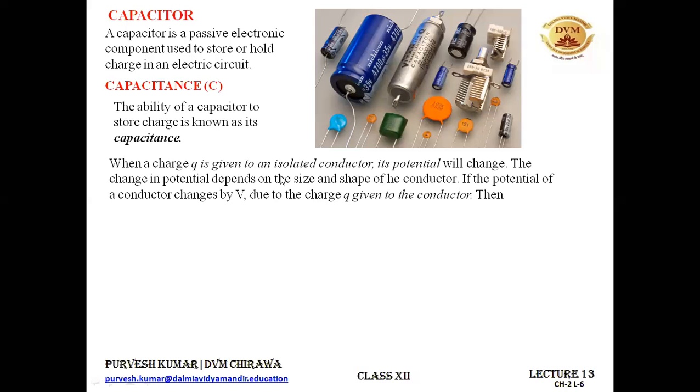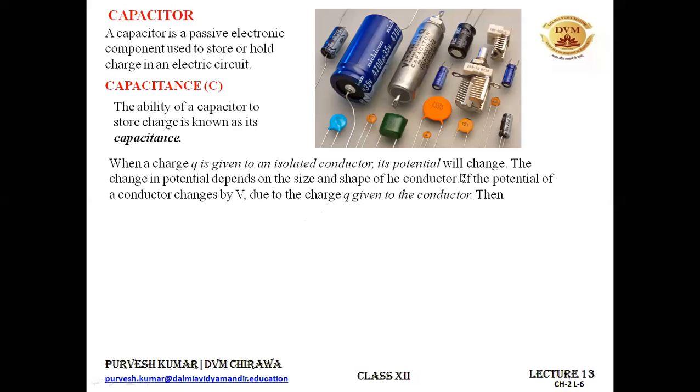If we give Q amount of charge to a conductor, naturally, when we supply charge to a conductor, its potential will change. The change in potential depends on the size and shape of the conductor, because how much charge a conductor can store depends on its shape and size. Just like a water tank, whose capacity to store water depends on its shape and size, similarly the capacity of a conductor to store charge depends on its shape and size.